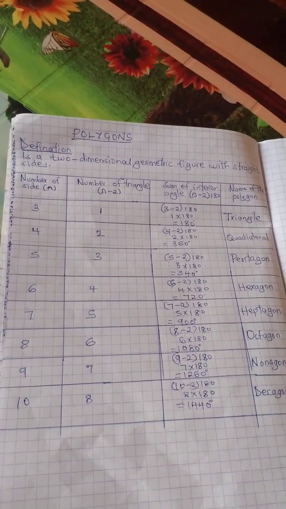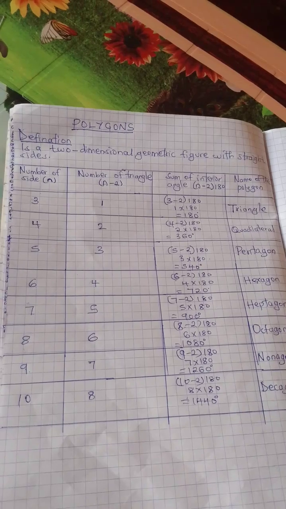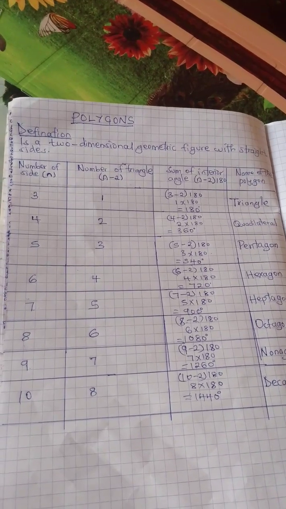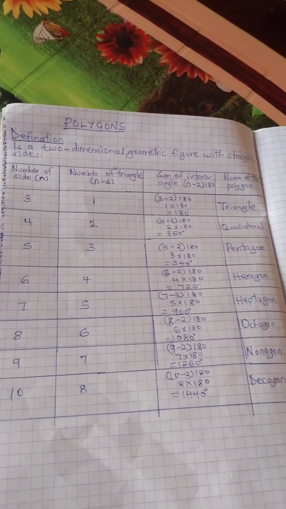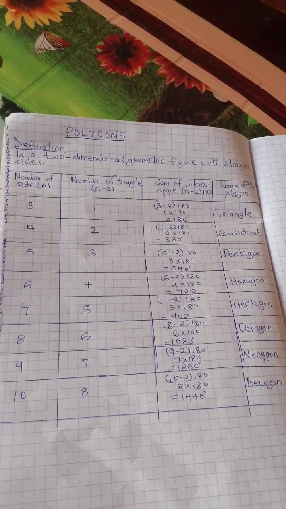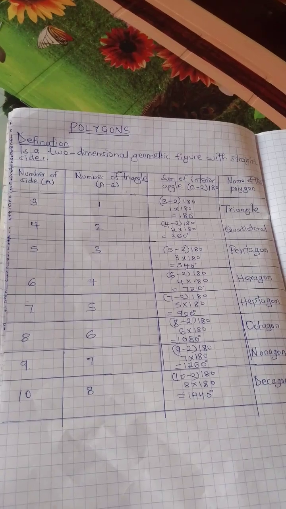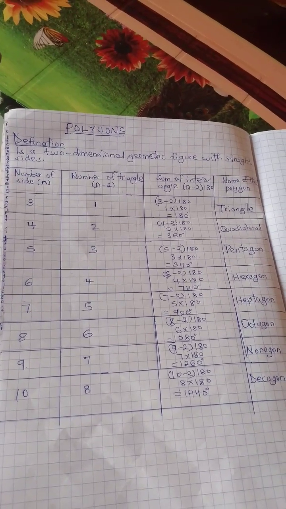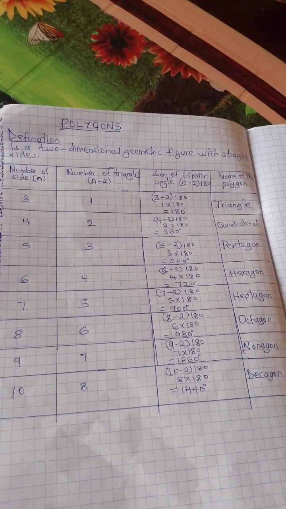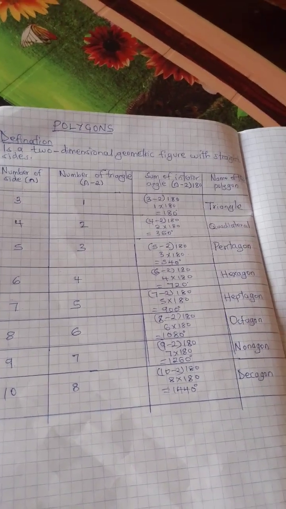Okay guys, according to our syllabus, according to our level, we will reach only 10. That's all you need to know about polygons: the number of sides, how to get the number of triangles, how to deduce the name, and how to get the sum of interior angles. That's all you need to know.